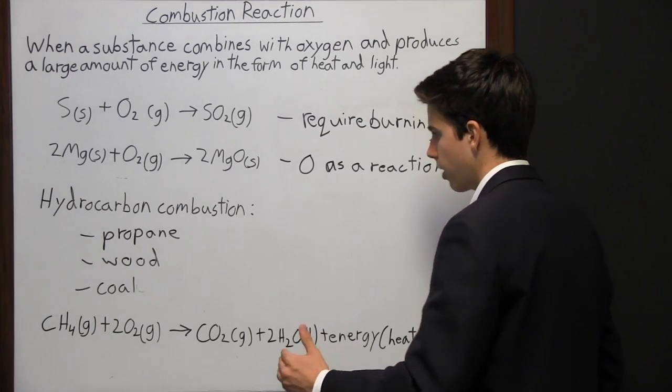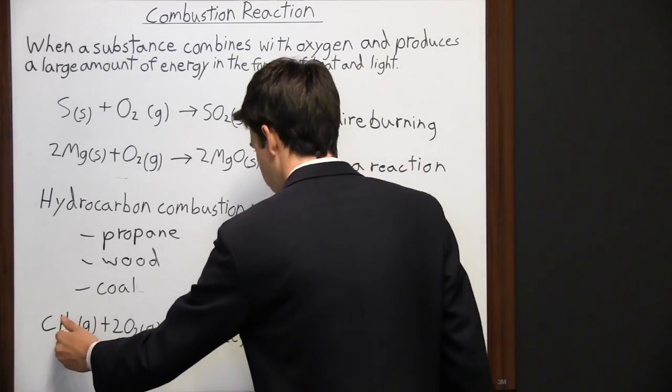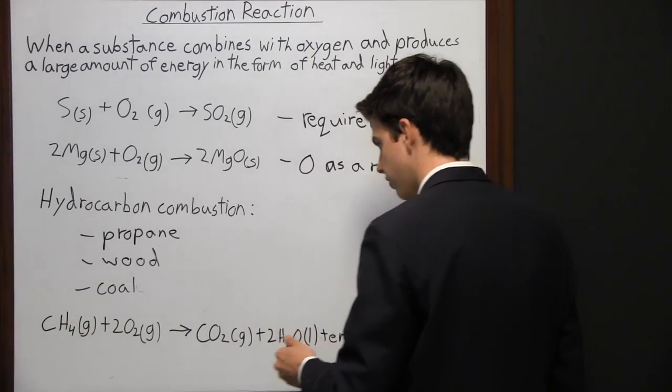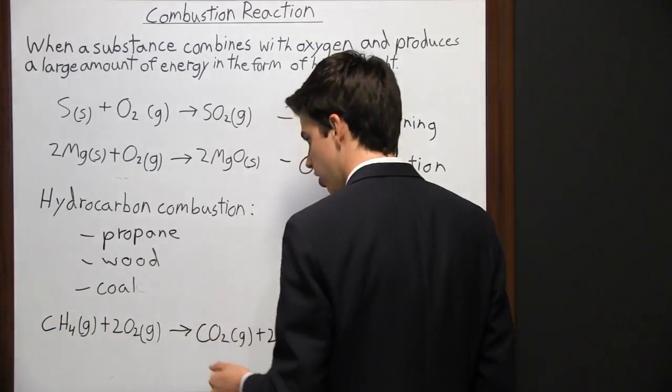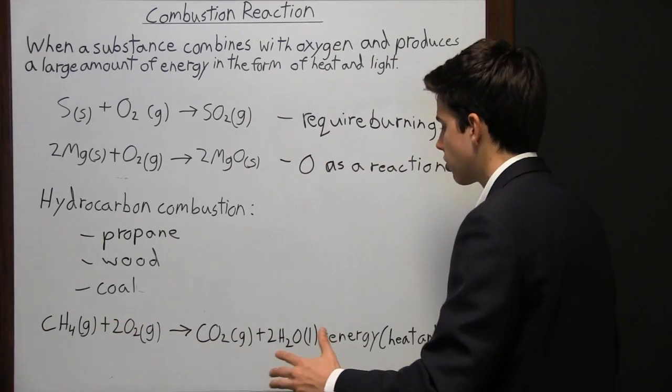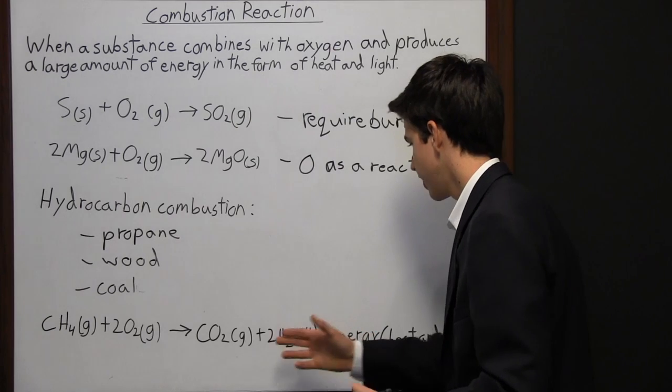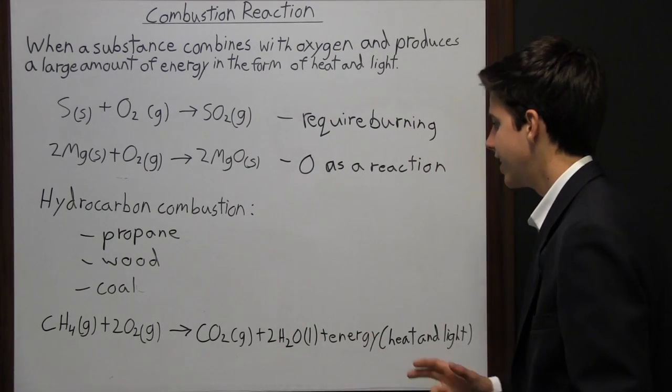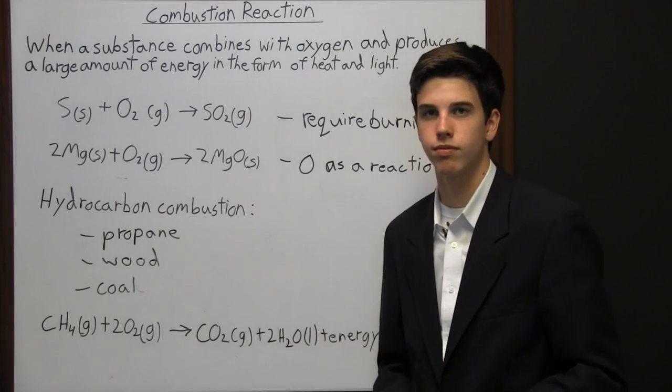And notice again here that we're not really losing anything. See, we had four hydrogens here. We have four hydrogens over here. We had one carbon here. We have one carbon here. We have four oxygens there, two of them here, and two of them here. So we're not losing anything, but we are creating these compounds in addition to heat and light.